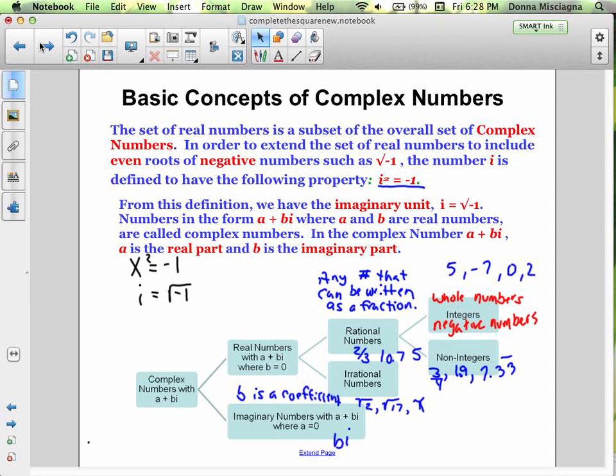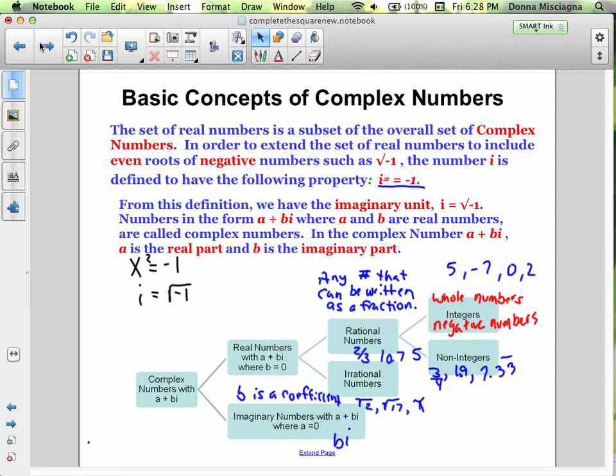We can write whole numbers as fractions. We can write negative numbers as fractions. Of course, fractions already are fractions, and decimals that terminate or repeat can be written as fractions. So what numbers can't be written as fractions?